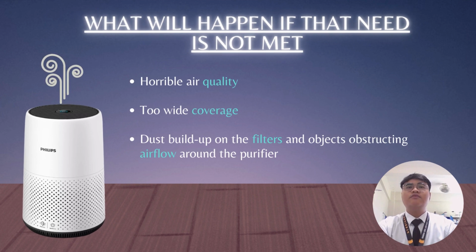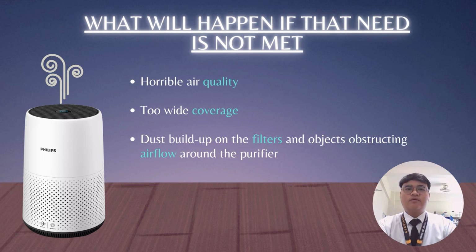So, what will happen if the need is not met? If the need is not met, there will be horrible air quality, and the purifier cannot produce clean air. Too wide a coverage makes the air purifier work less well, dust builds up on the filters, and objects obstruct airflow around the purifier. Wrong placement can also happen, like putting the purifier in an open space. The solution for this terrible air quality is to ventilate the room before using the air purifier.